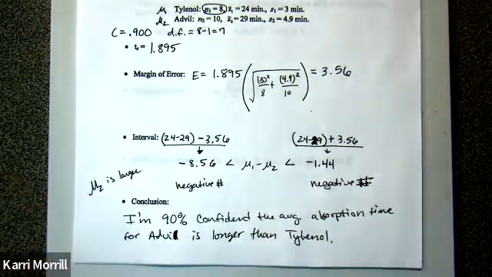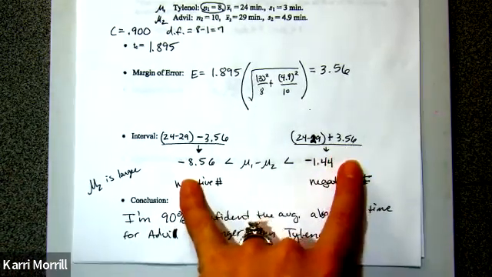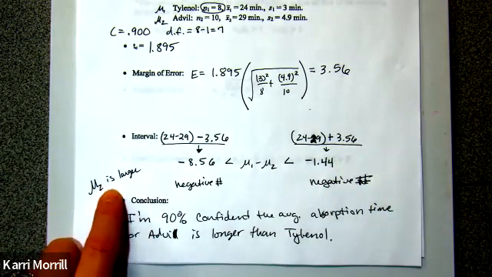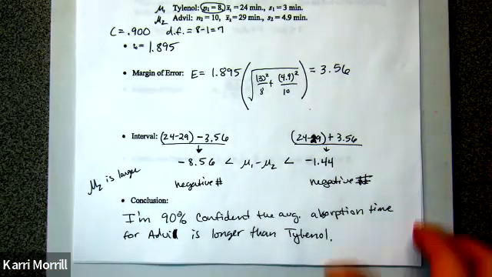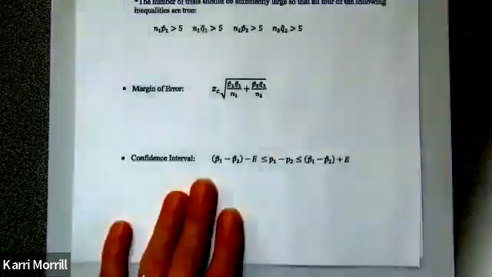Now, we're not really comparing if one number is bigger than the other, but we're comparing these two things to see if they're both negative, and that tells us that mu2 is larger, meaning it would have a longer absorption time in this application problem.